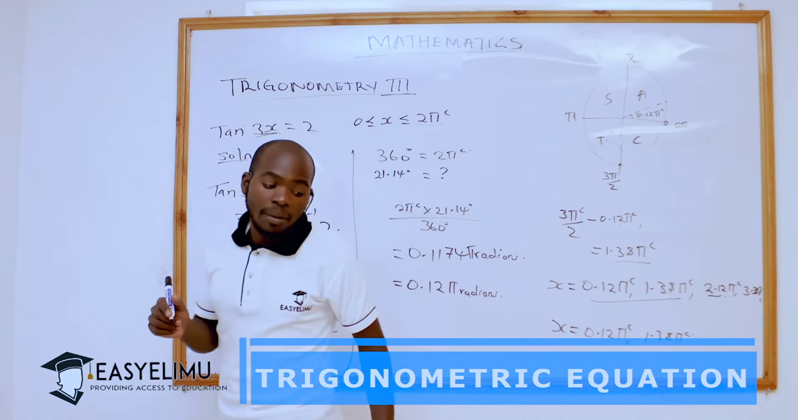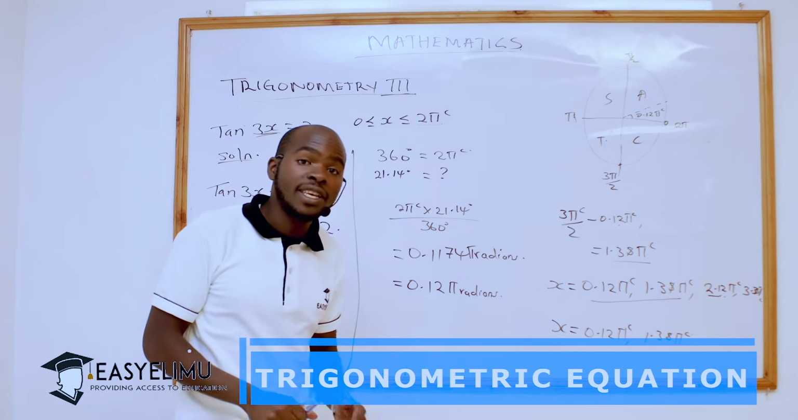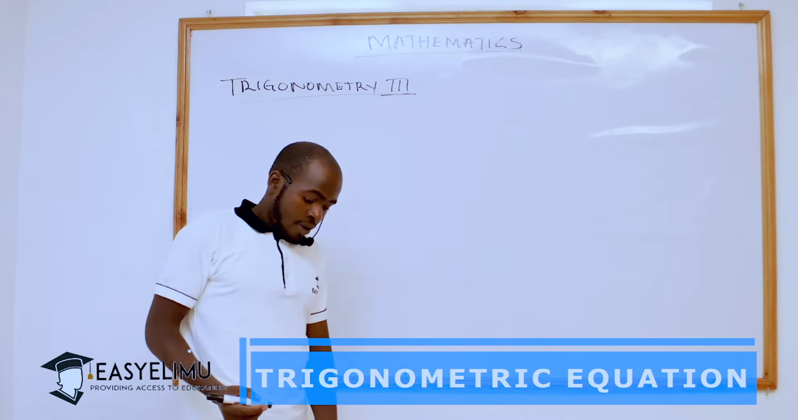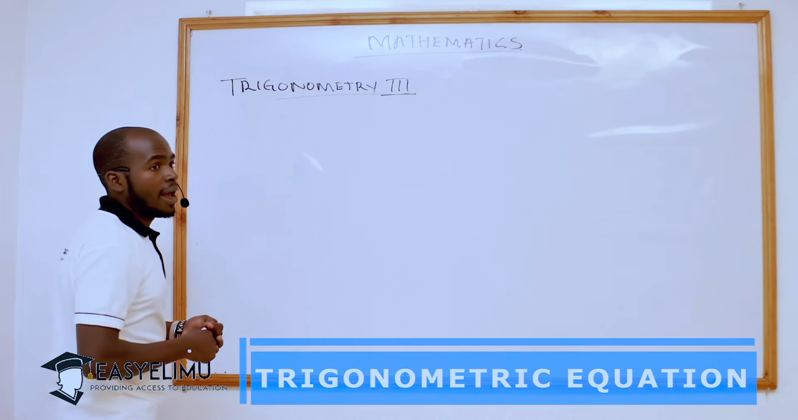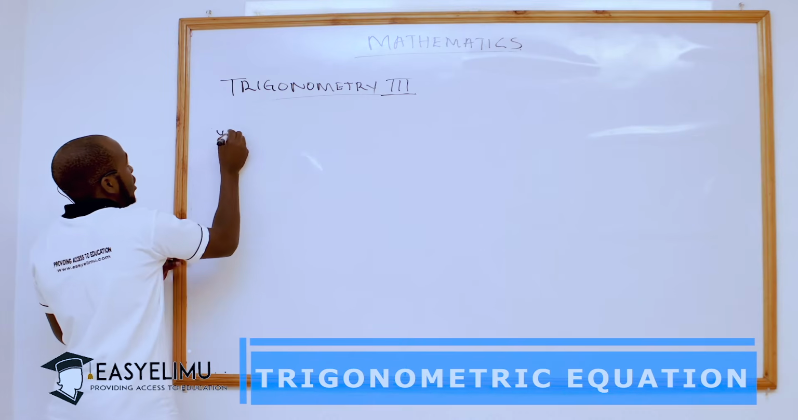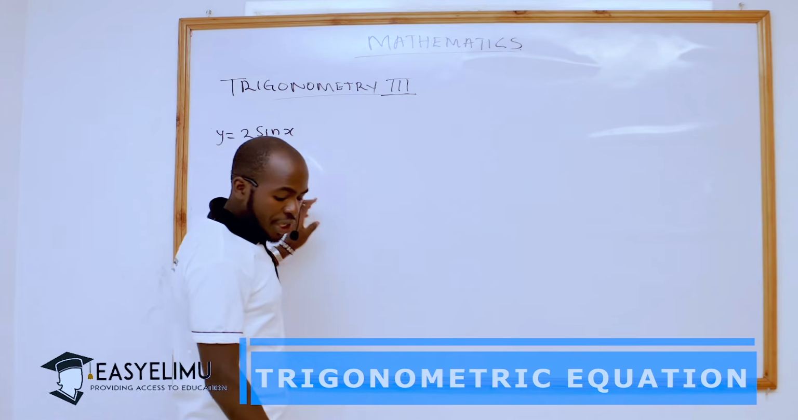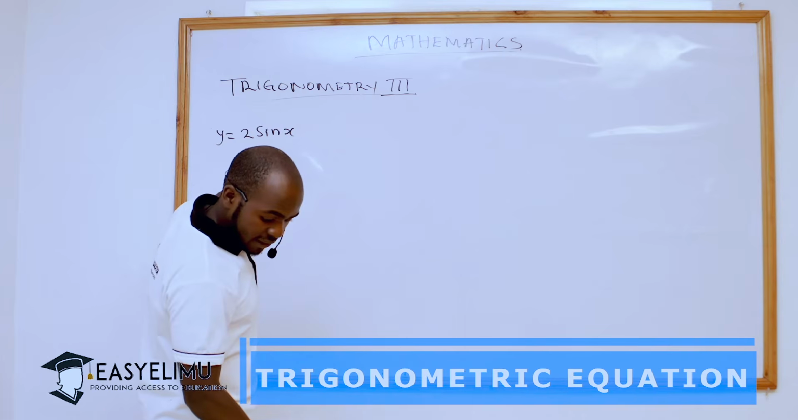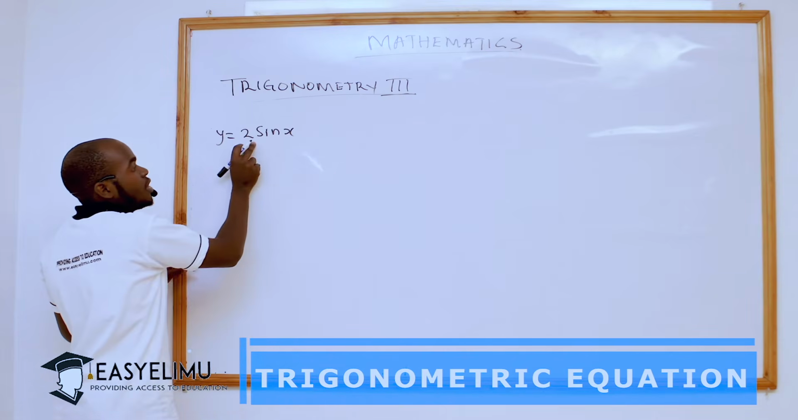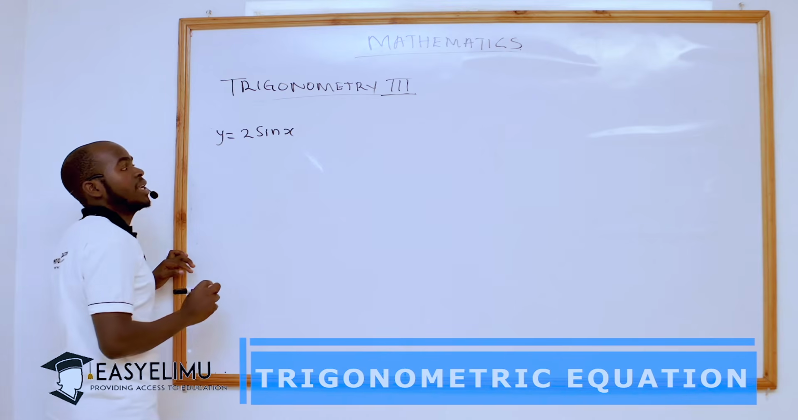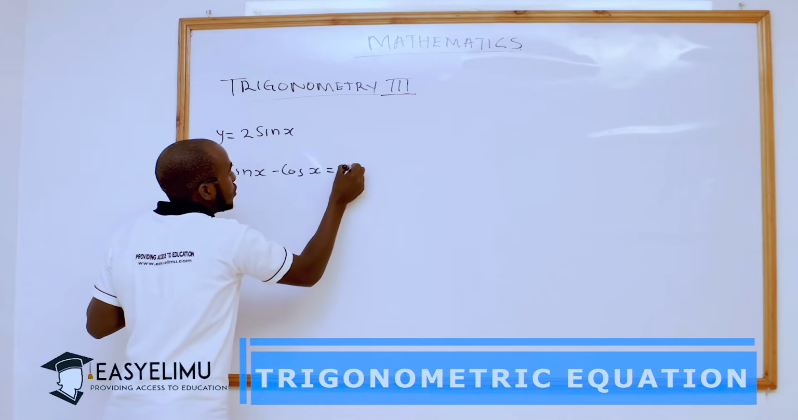So we shall move to another method of solving a trigonometric equation, but using the graphical method. Let's see how it works. For instance, you may be given an equation like y equals 2 sine x. Then you are being told, by using a graph of y equals 2 sine x, solve 2 sine x minus cos x equals 0. You have to draw a graph of y equals 2 sine x. Then you should solve 2 sine x minus cos x equals 0.